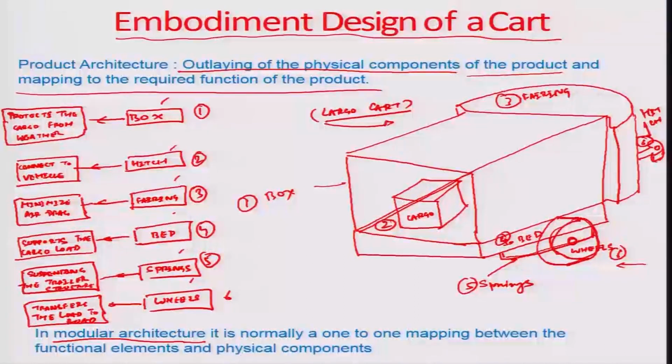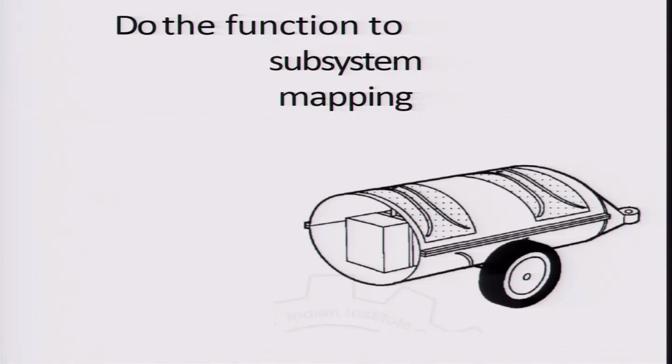So, let us look at a slightly different design of the same cart that we have just talked about in this particular slide. And if the design changes really to what is represented here, you will see that the functional mapping of the subsystems in this particular architecture may be slightly different than what you saw earlier in the simpler design.